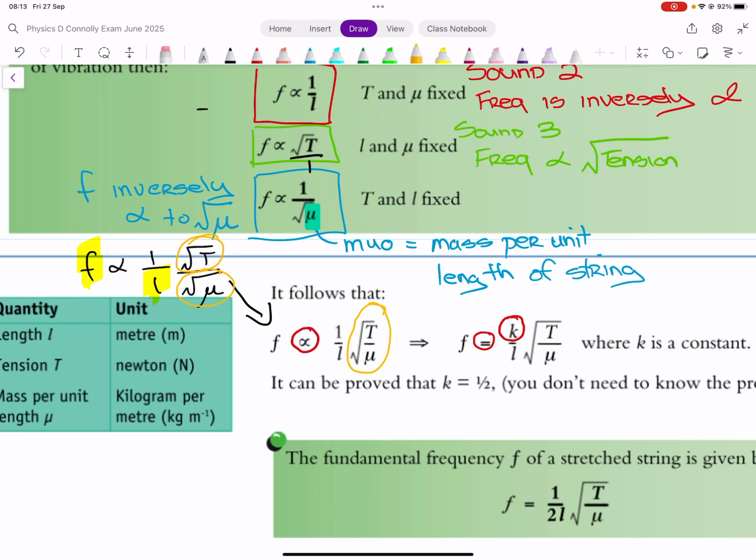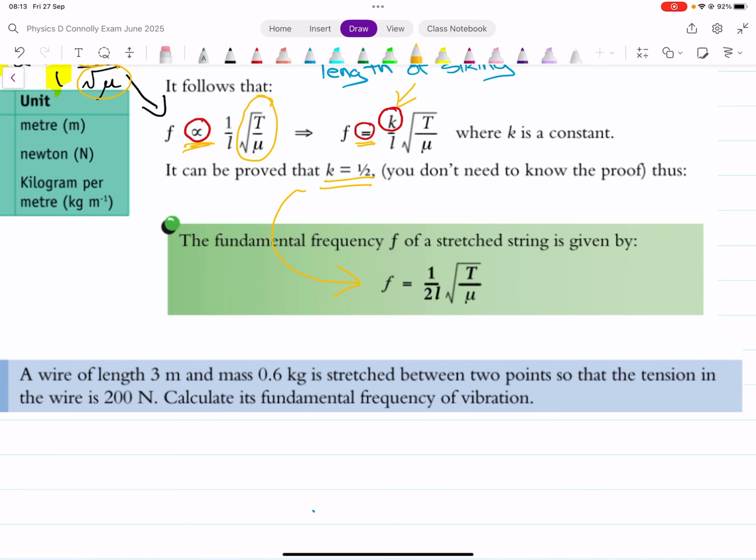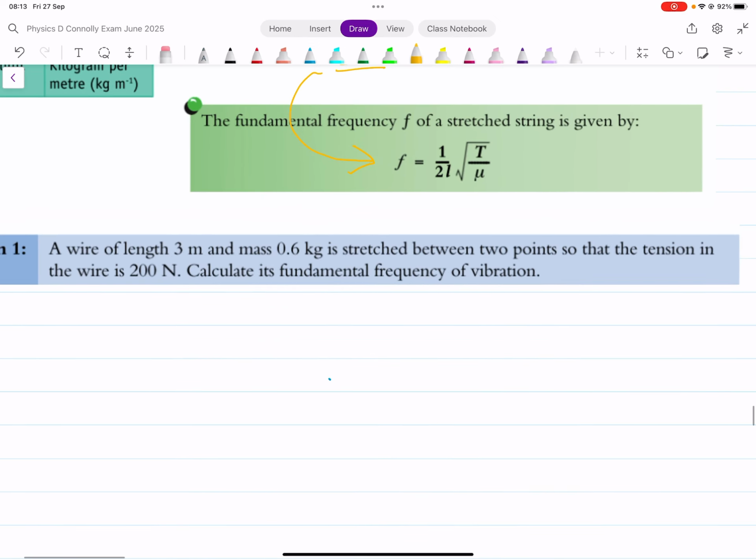And then this is a proportionality. So if we want to use it as an equation, we have to introduce a constant. So I've turned the proportional into an equals, and the constant is k. And it's not on our course to prove the value of k, but k equals half. So if you make k equal to half, you get this. Okay, the fundamental frequency of a stretched string is given by 1 over 2L, the square root of T over mu. All right, so I'll do one question here for you.